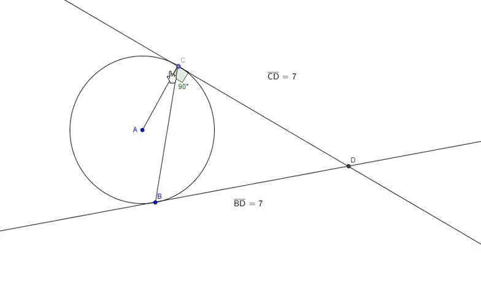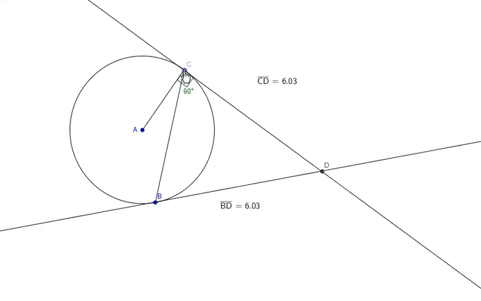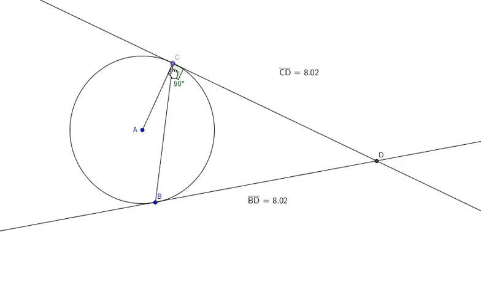Now, as I move one or both of them, point D moves around. But the one thing that you'll have noticed is I've also put these two text boxes around. And the text boxes show that the distance from B to D and from C to D are the same.